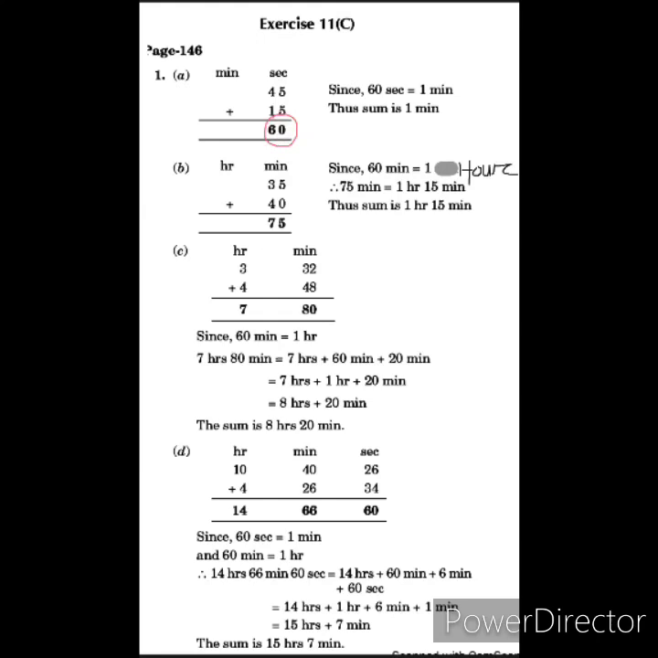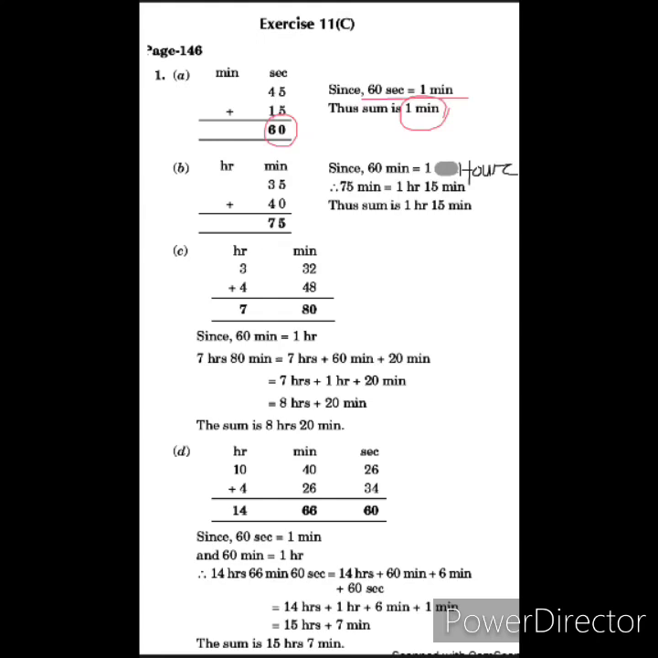As we know, 60 seconds is set as 1 minute. So the answer of the sum can be said as 1 minute. 60 seconds is equal to 1 minute.